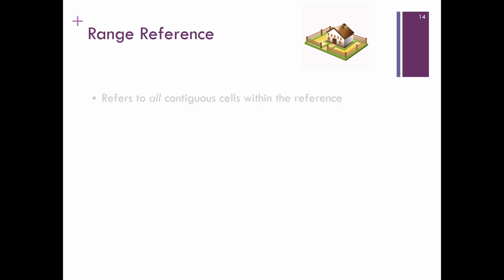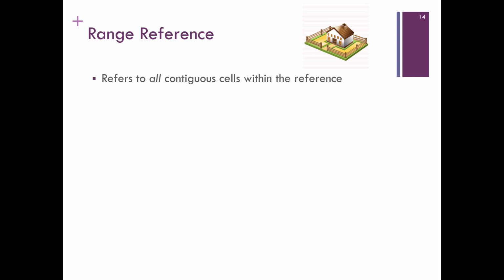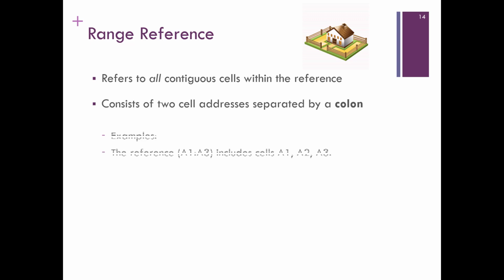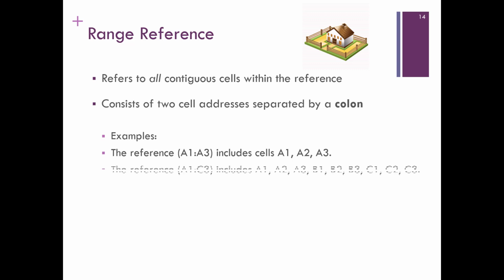The range reference refers to all contiguous cells within a reference, and it consists of two cell addresses separated by a colon. And so here's an example where if you have a reference A1 colon A3, that would include cells A1, A2, and A3, so all contiguous cells contained within that reference. Let's say that you had a reference that was from A1 colon C3, in which case you would have A1, A2, A3, B1, B2, B3, and then C1, C2, C3.